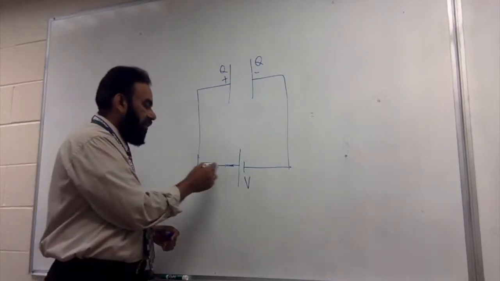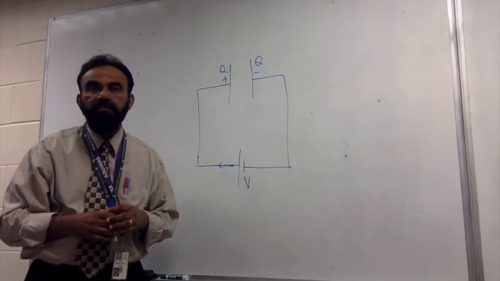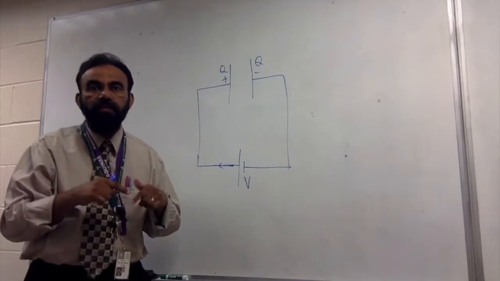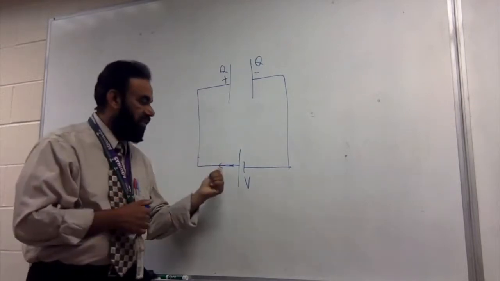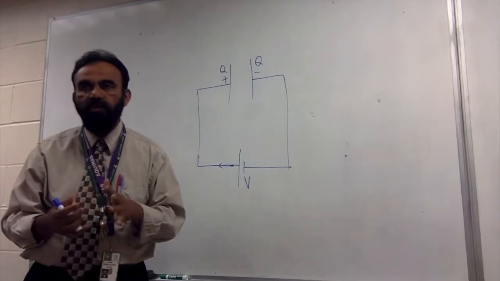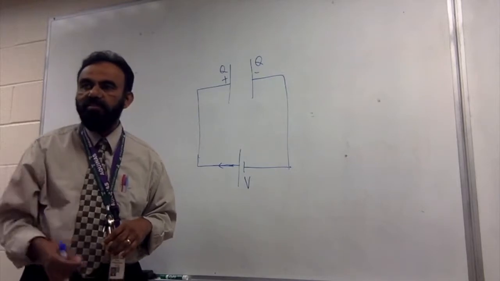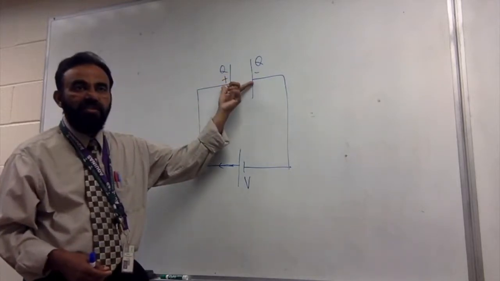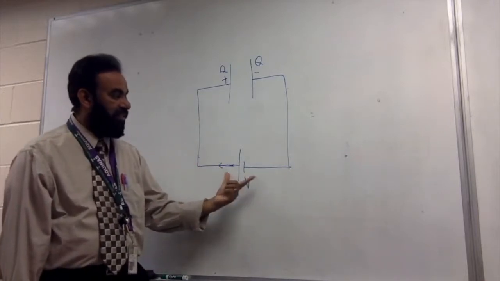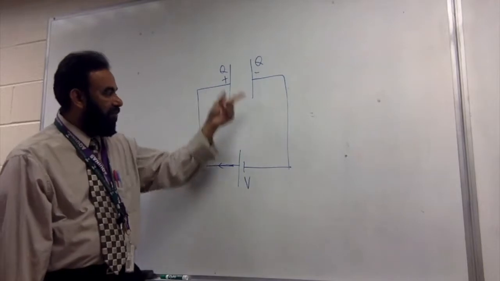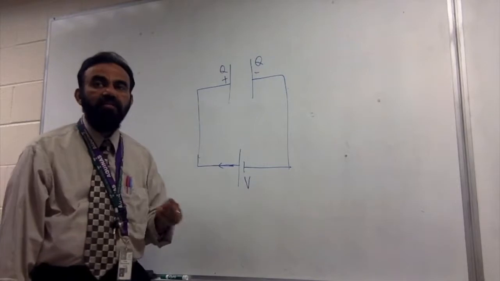So will there be an electric current in the circuit while charges are being dropped there? Yes. Is this current a constant current? No. When is the current maximum? In the initial moments. Because there was no potential difference across the capacitor to start with, the potential difference here is V and there's nothing on the capacitor. So the overall potential difference is V volts and there is hardly any resistance here. Therefore the current initially will be the highest current.